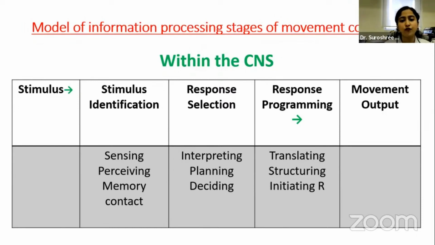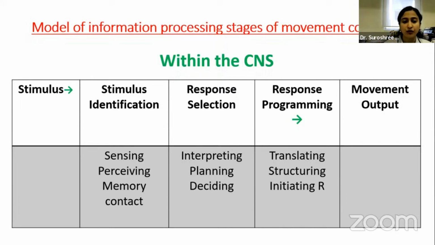So this is the model of information processing stages of motor control within the central nervous system. What usually happens is you have the stimulus. For example, if you want to grasp a glass of water, you have the sensory input. You look at the glass, whether it is made of steel or plastic, whether it is fully filled or half filled. So that is the stimulus, and you identify it. The first step was the stimulus, that I want to drink water. Second was stimulus identification, where you were sensing and perceiving. So it reads your memory.